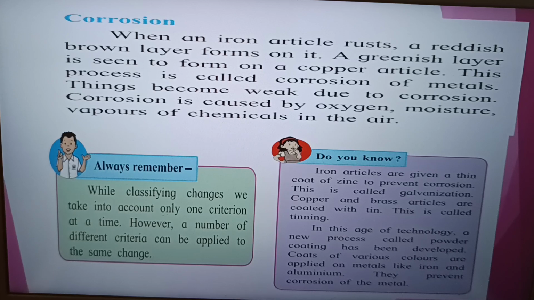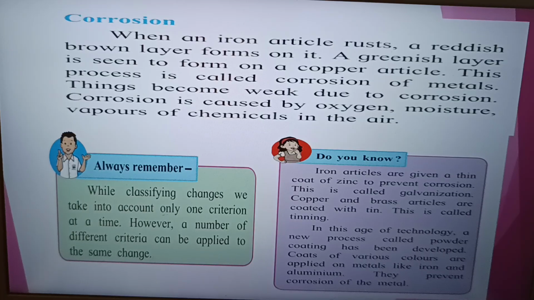Always remember, while classifying changes, we take into account only one criterion at a time. What is the meaning of this? However, a number of different criteria can be applied to the same change. What is the meaning of this? For example, changing ice cubes into water.